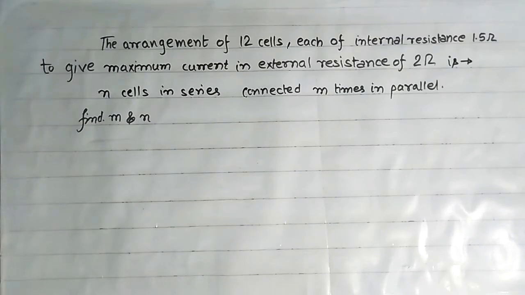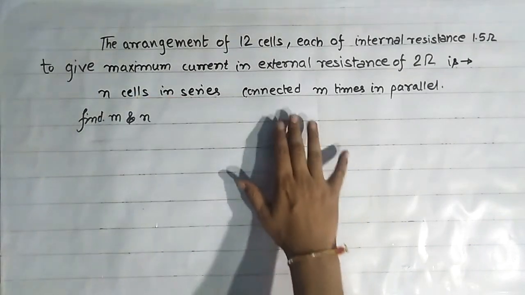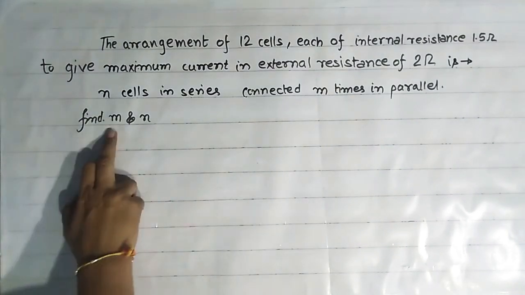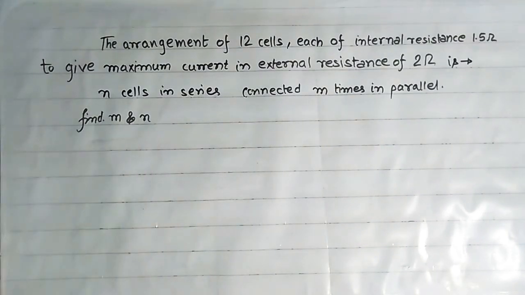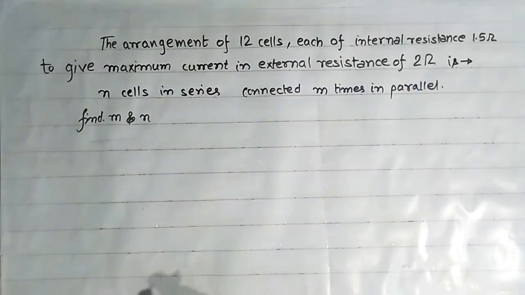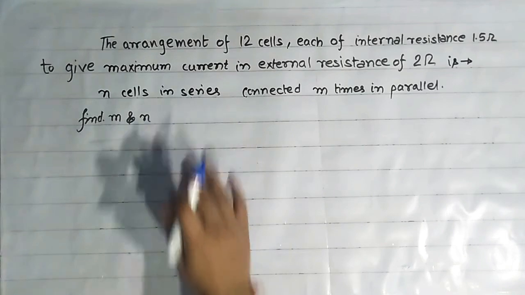Now see this question. The arrangement of 12 cells, each of internal resistance 1.5 ohm, to give maximum current in an external resistance of 2 ohm is n cells in series connected m times in parallel. Here we have to find m and n. See, it says that the 12 cells are arranged in series and parallel to give the maximum current through this 2 ohm. For this, n cells are arranged in series.